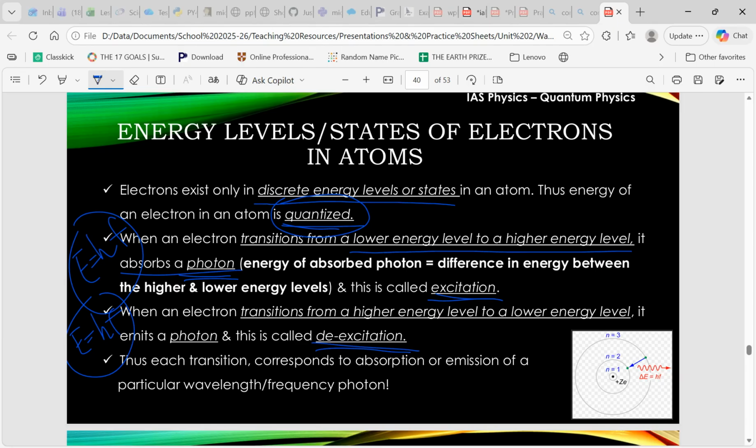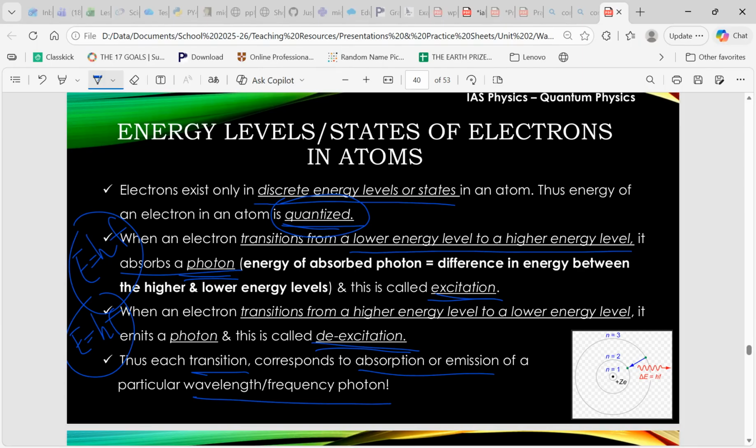So going from a lower to a higher energy level by absorbing a photon is known as excitation, whereas going from a higher to a lower energy level by releasing or emitting a photon is known as de-excitation. And in each case, the energy of the released photon or the absorbed photon is always equal to the difference in the energy between the two energy levels between which the transition is happening. And this is called energy level transition basically. Now, each transition always corresponds to absorption or emission of a specific frequency photon.